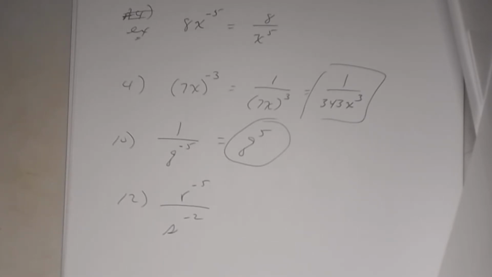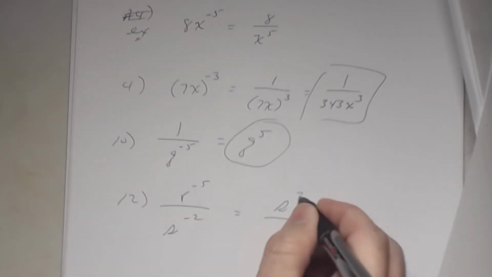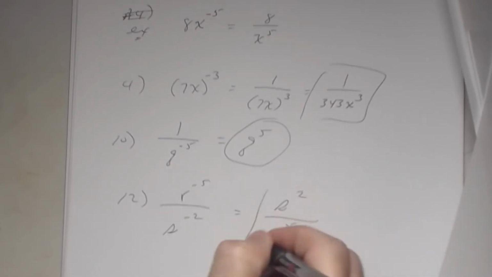What else is being raised to negative power? S. Say S. Where do I put it? In the numerator. So my answer is going to be in the numerator. What will my answer be? S squared. In the denominator, what will my answer be? 1 to the fifth.